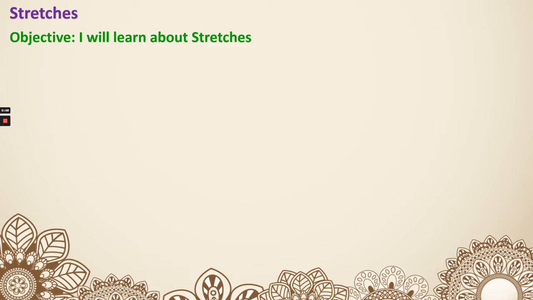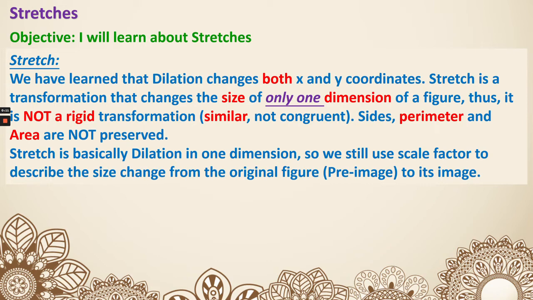Today we are going to talk about stretches, another form of transformation. It is actually very similar to dilation. We have learned that dilation changes both the x and y coordinates, in other words, dilation is a two-dimensional transformation. Stretch, however, is a transformation that changes the size of only one dimension of the figure. So it could be a vertical dimension or a horizontal dimension.